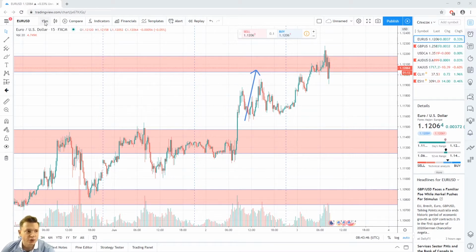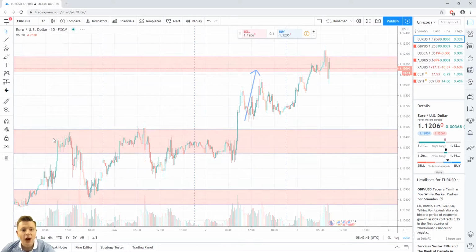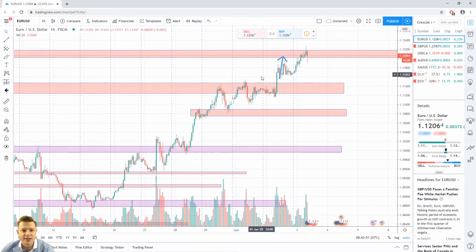Euro dollar. In euro dollar, as I said yesterday, I was pretty bullish, and I said it was a nice opportunity to take a long trade, and the first target would be around 1.12. As you can see, price hit my first target in this currency pair.